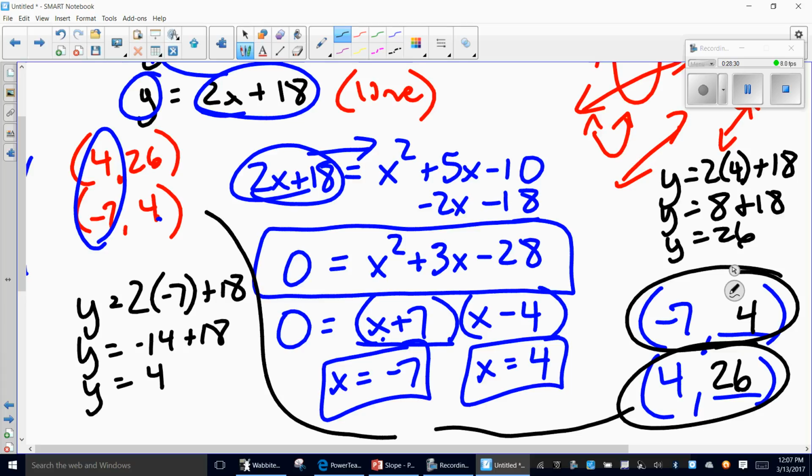Which is the exact same thing that you got when you graphed it a minute ago, but you just did it by substitution. Okay? Does that make sense? Does everybody understand when you solve this and get your x's, that means that's 2 separate points? That's 2 intersections. All right.